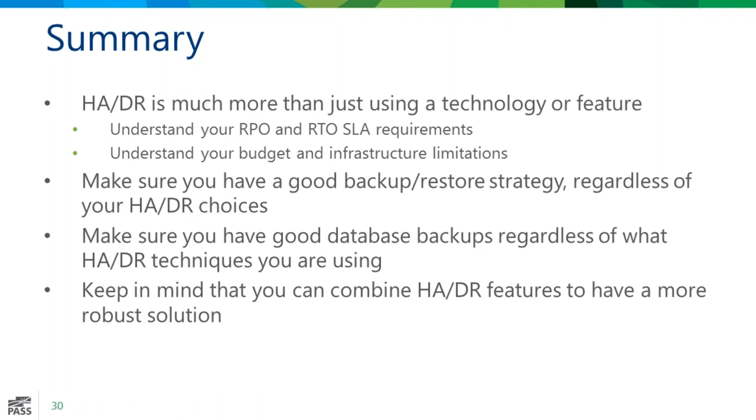The most important thing is that you understand your RPO and RTO SLA requirements and you've formally negotiated and agreed on these with the business. You and the business need to understand your budget and infrastructure limitations. So if you would like to have a secondary data center, but you've only got $10,000 to spend, that's just not realistic. Another thing is make sure, no matter what else, that you've got a good backup and restore strategy, regardless of what else you've got in place here.